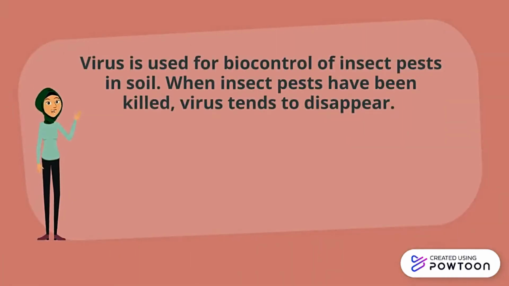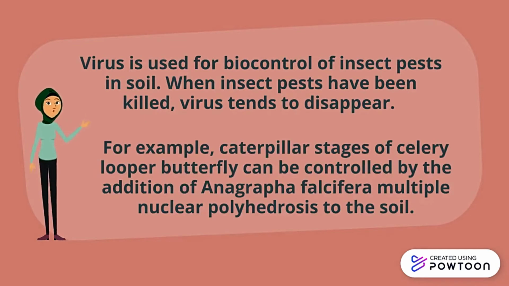Viruses are used for biocontrol of insect pests in soil. Where the insect pest has been killed, the virus tends to disappear. For example, caterpillar stages of the celery looper butterfly can be controlled by the addition of Anagrapha falcifera multiple nuclear polyhedrosis virus to the soil.